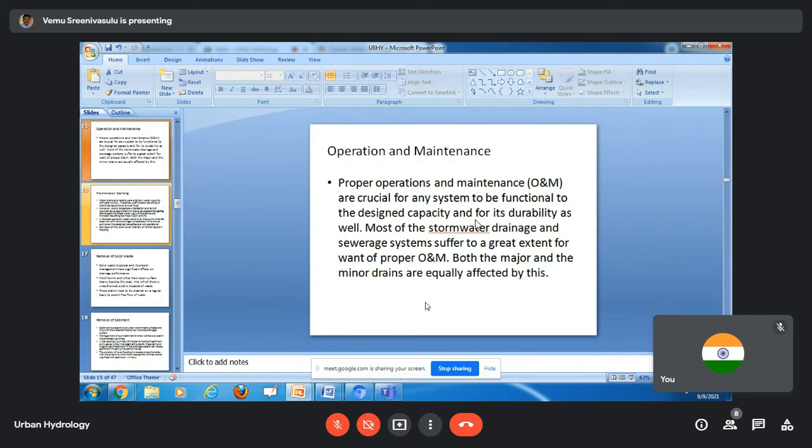So all those maintenance things you have to do before the starting of the monsoon. Generally we have a monsoon for 4 months in a year. So before the start of the monsoon, you have to finish the operation and maintenance work, because we cannot do this during the monsoon period. Because rain falls continuously, it is difficult to do maintenance work during the monsoon.